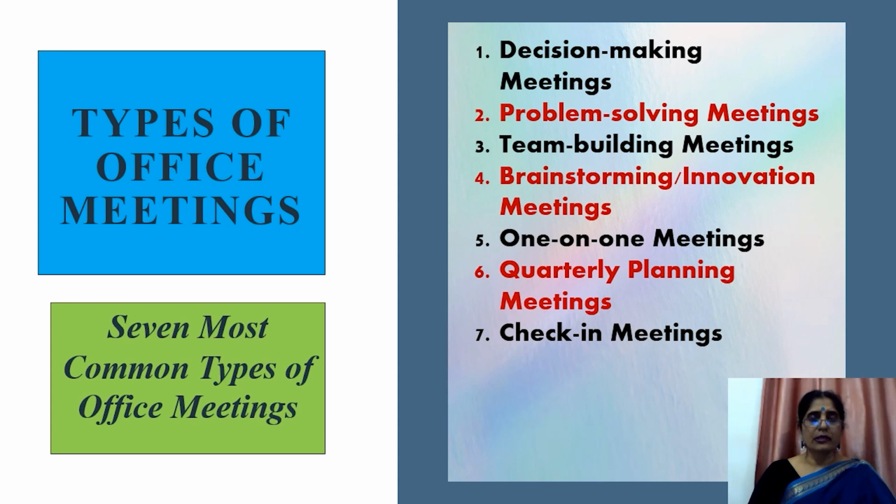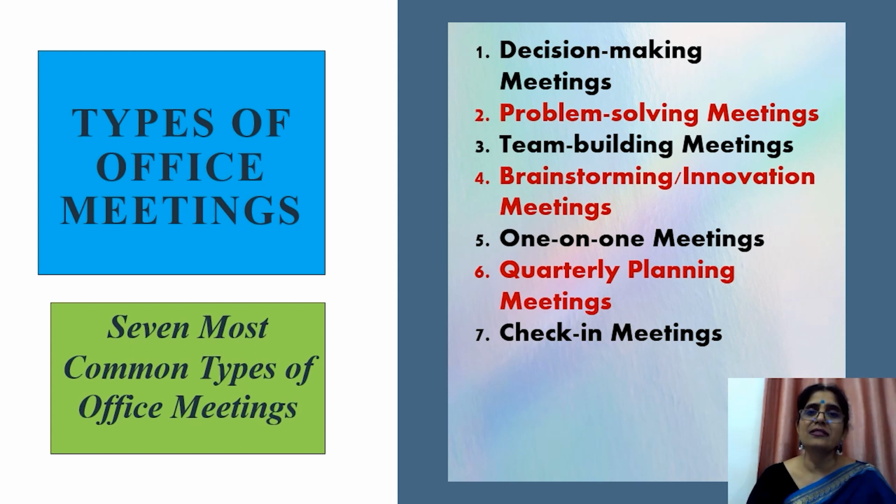Now, the next important point that we have to discuss is the types of office meetings. There are multiple types, but here we are discussing 7 common types of office meetings, and they are generally applicable to every business. Number one, decision-making meetings. Another is problem-solving meetings. Third is team-building meetings. Fourth is brainstorming, as at times a company needs some innovation. Nowadays, it's a time for innovative ideas, so that also we can discuss in brainstorming or innovative meetings.